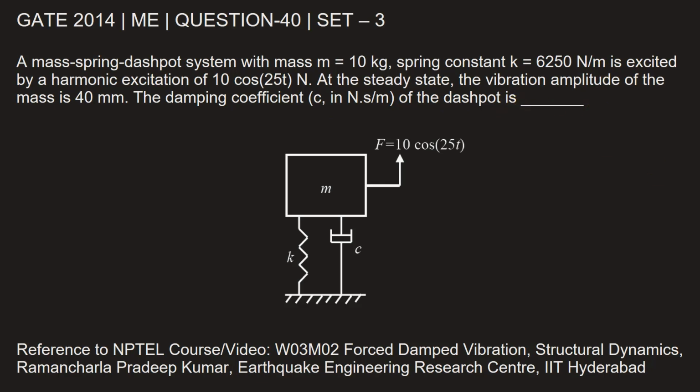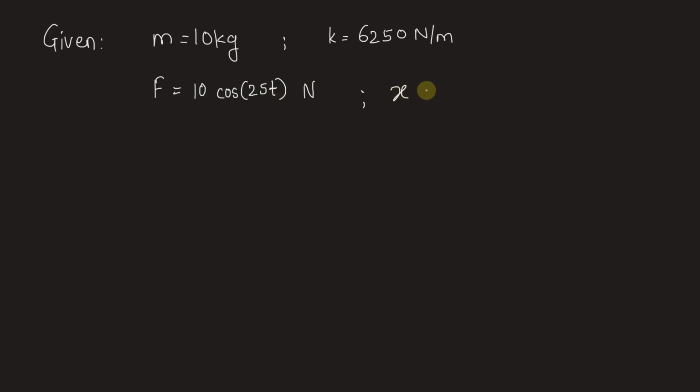Let's write the given information first. Mass is given as 10 kg. Spring constant K is 6250 Newton per meter. The external force or exciting force F is given as 10 cos 25t in newtons. So this is a function of time t, and the response X is given as 40 millimeters. The steady state response X is 40 millimeters. We need to find out C.